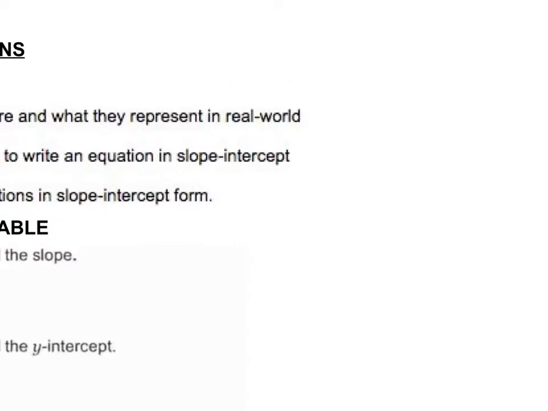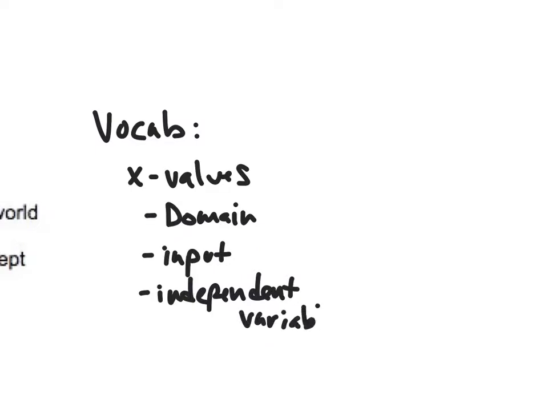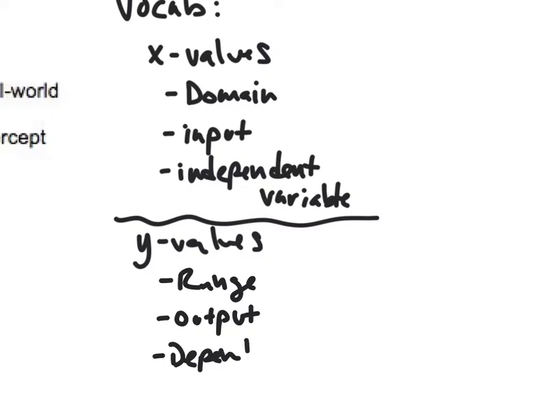Okay, so let's talk a little bit about some vocab before we do anything. Some vocab, and I'm going to talk about x values first. Oftentimes we use the words domain, input, and the independent variable. And then we have y values, which we often will call the range, the output, or the dependent variable.